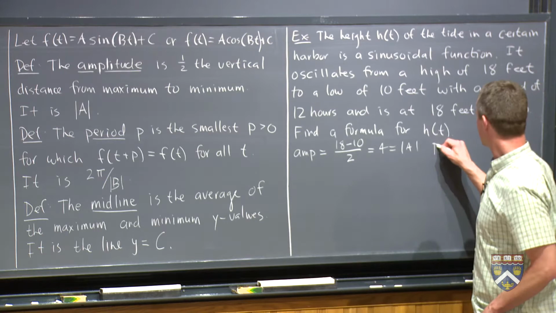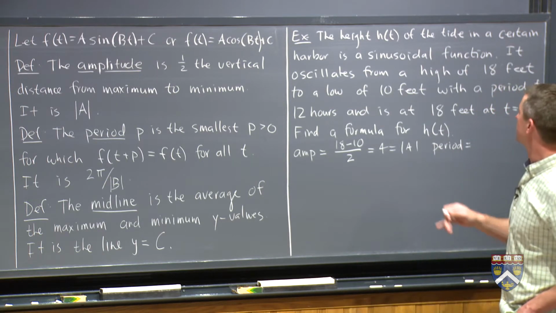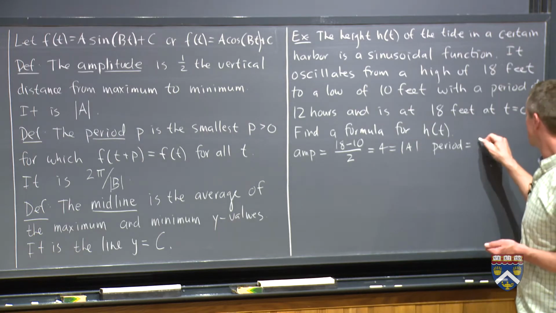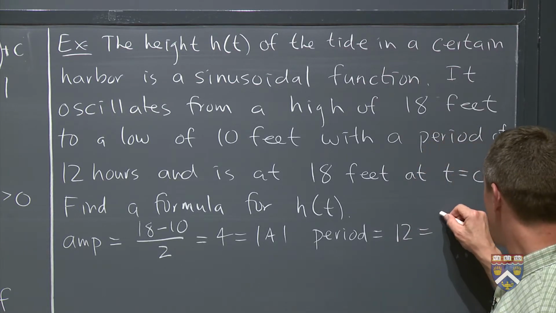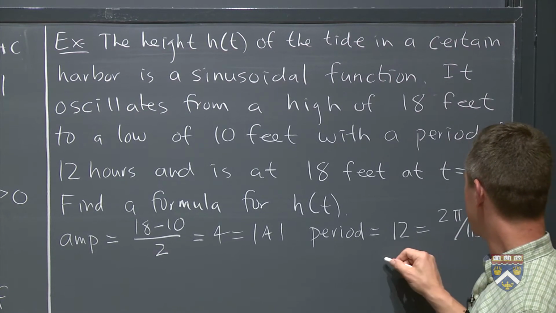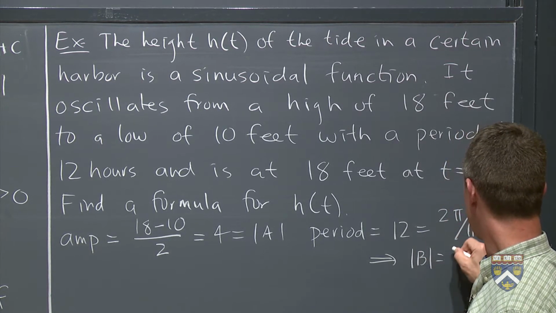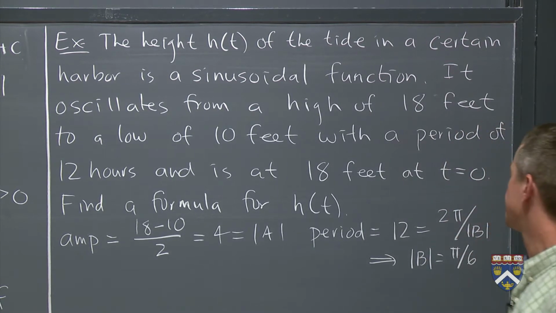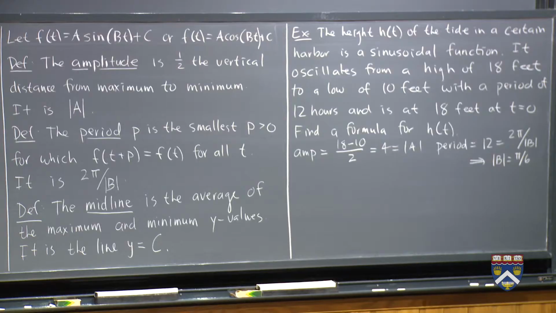The period, we were told that the period is 12 hours. And we figured out over there that that's 2 pi over the absolute value of b. And if you solve that for b, you get pi over 6, or 2 pi over 12. You don't have to simplify if you don't want to.